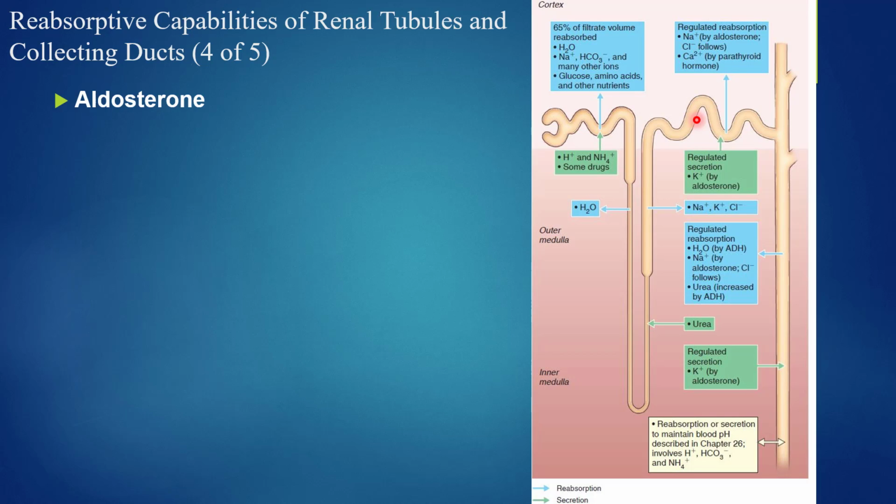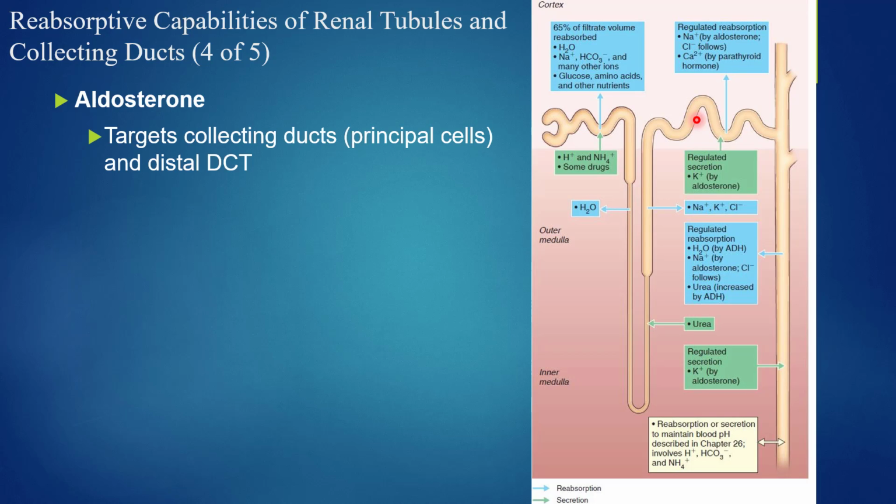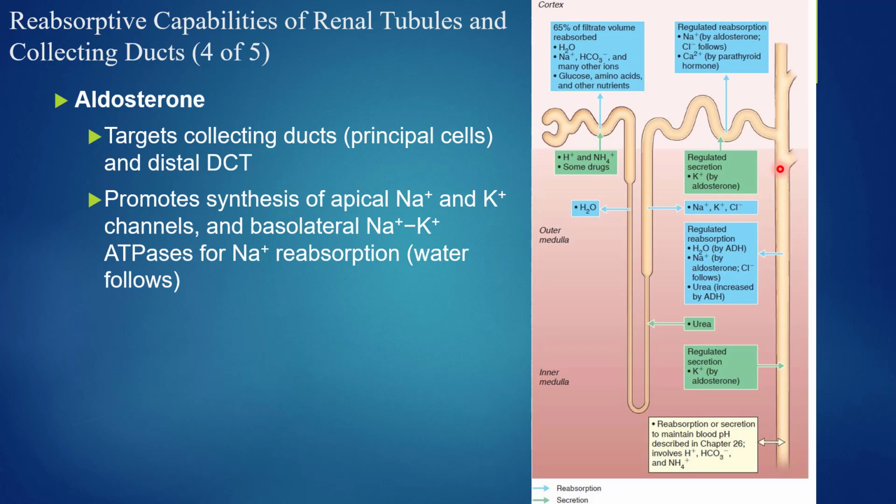Then you have also the hormone aldosterone. This aldosterone targets the collecting ducts or the principal cells of the collecting ducts, and that's actually right around this area here, and the distal convoluted tubule. So from this area right here, the distal end, all the way into the collecting ducts. Okay, it promotes the synthesis of apical sodium and potassium ion channels and the basolateral sodium potassium ATPases for sodium reabsorption. Okay, and remember that wherever sodium is, water will follow.